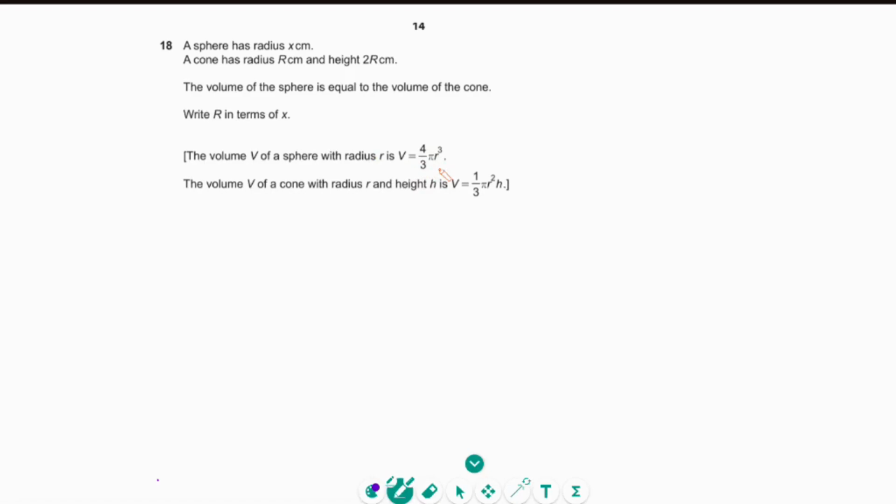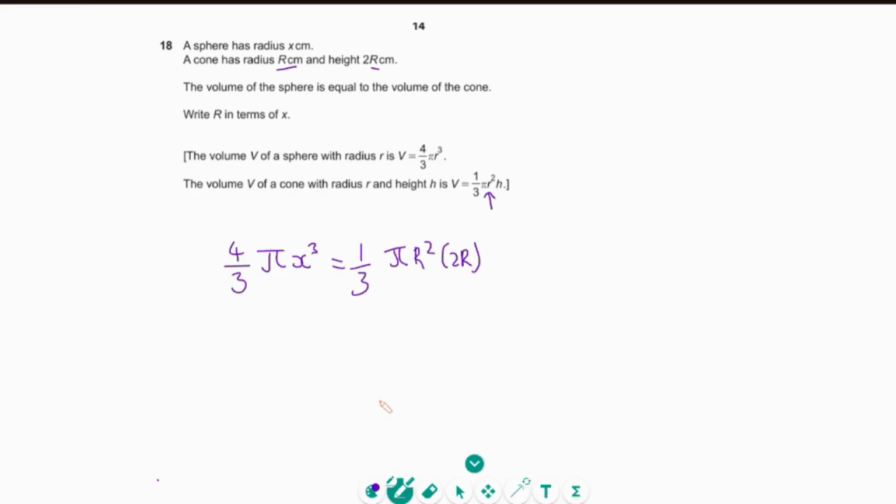So we're given the volume for a sphere. We know the radius is x, so it's 4/3 pi x cubed, just replacing the r with x. I'm going to put that equal to the volume of the cone, which is 1/3 pi r squared. The radius of the cone is r, so I'm just going to write capital R squared, and I'm going to times that by the height, which is 2r.